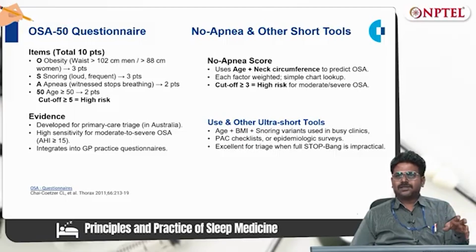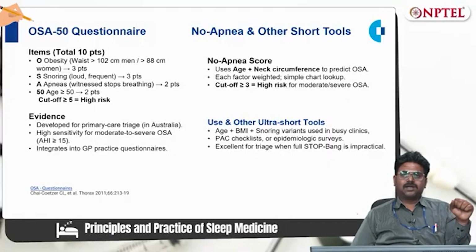Then there are the NoApnea and other short tools. The NoApnea score uses age plus neck circumference to predict OSA. Each factor is weighted, with a simple chart lookup. The cutoff value is more than or equal to 3, which carries high risk for moderate to severe OSA. The other short tools include age, BMI and snoring variants used in busy clinics, and the PAC checklist for epidemiological surveys, excellent for triage when full STOP-Bang is impractical.